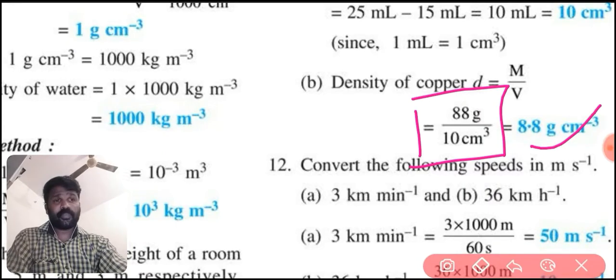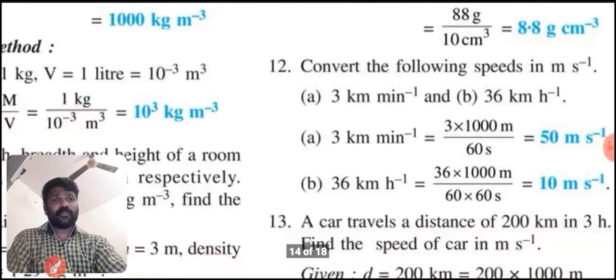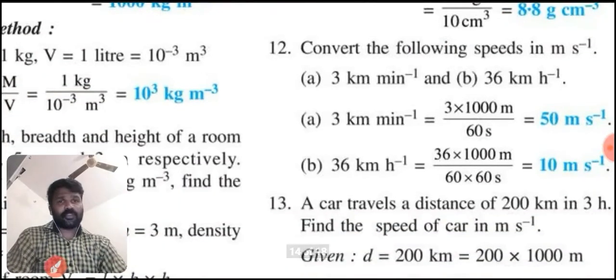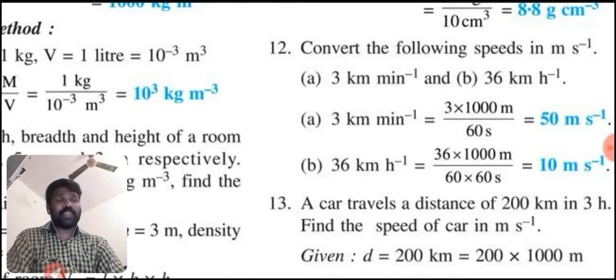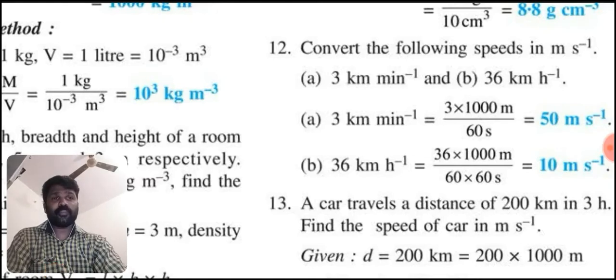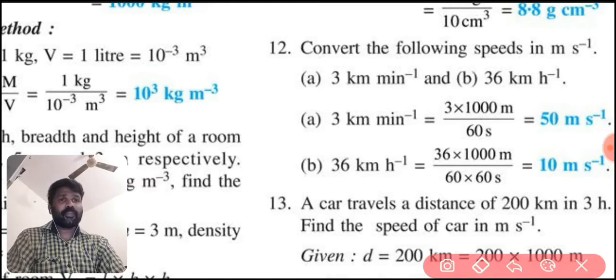Okay, students, now we will move to the 12th question, conversion. Convert the following speeds in meter per second. That is our question. First one, 3 kilometer per minute, and second one, 36 kilometer per hour.